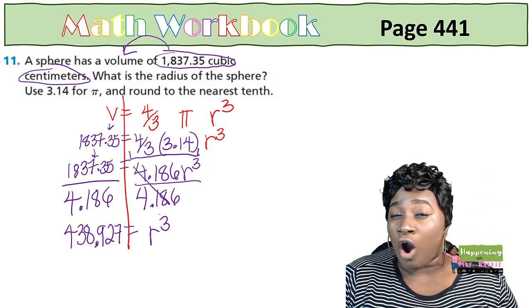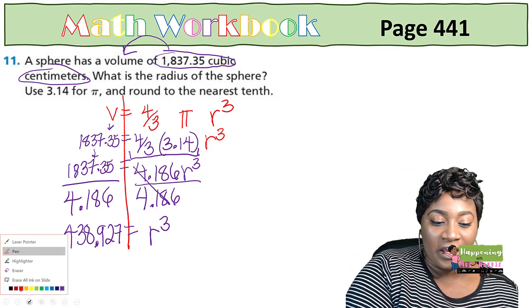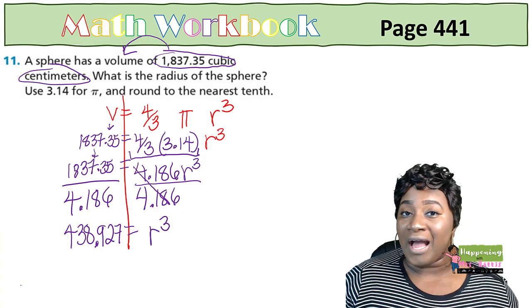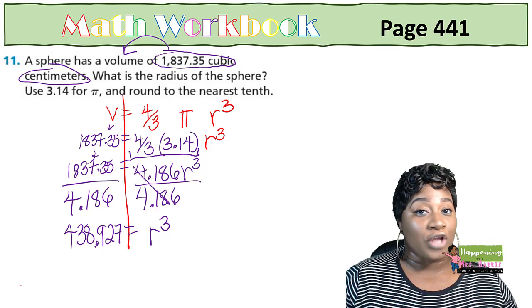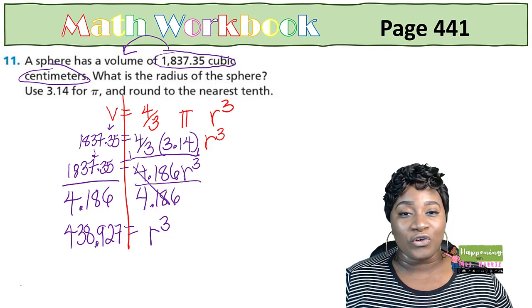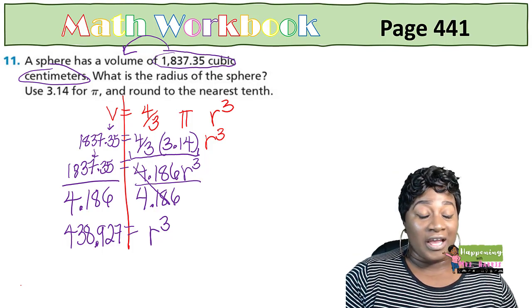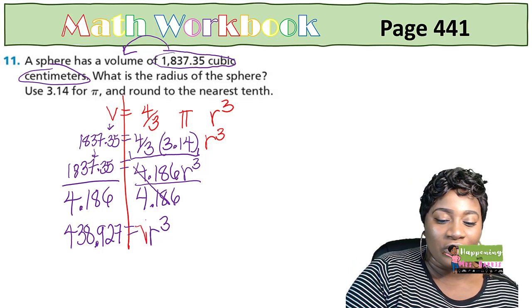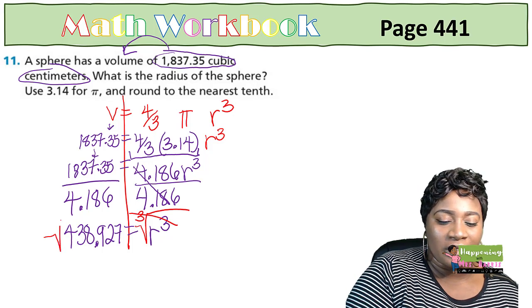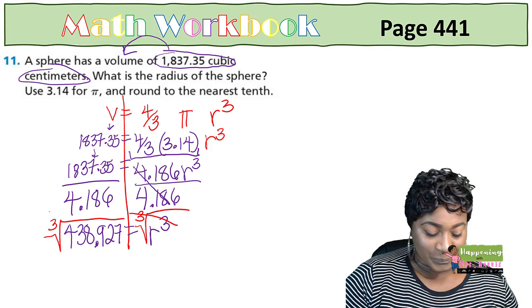Here's the question: are we done? And the answer to that is no. No, we are not done, because the radius is not alone. This time the radius is raised to the 3rd power. The radius is cubed. So in order to undo the cube, we've got to do the inverse. And the inverse of a cube is to do the cube root. So we will do the cube root of both sides, and that will eliminate the cube, the 3rd power.